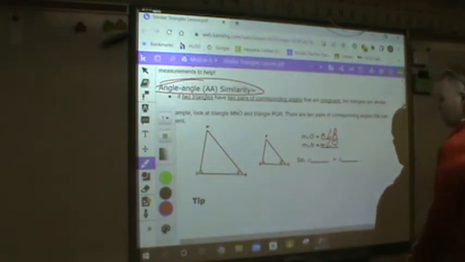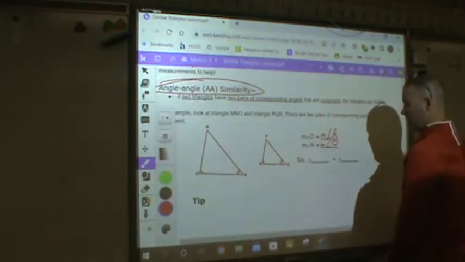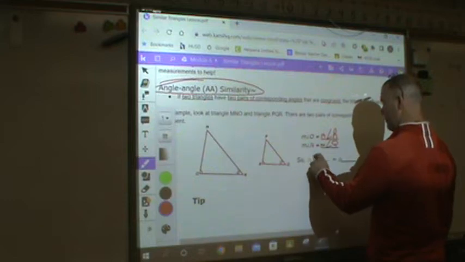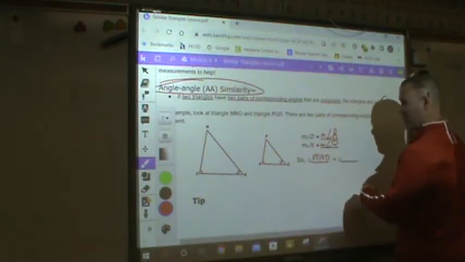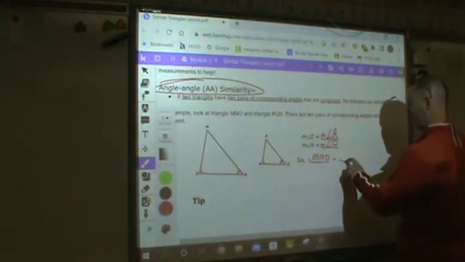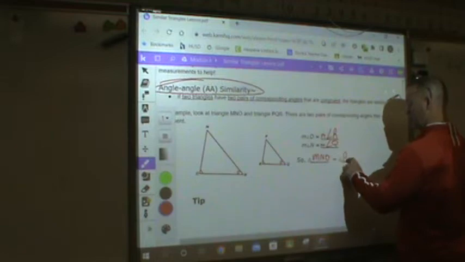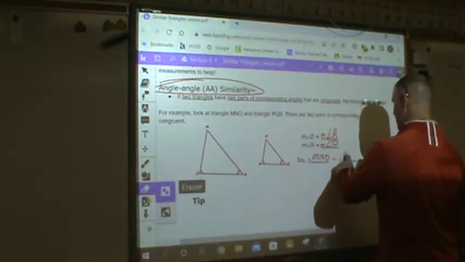So triangle, and this is how you have the liberty. You can start wherever you want, okay? You can start at M. So triangle MNO, and if I said MNO, I have to do the same thing in the other figure. So I have to start with what? P, not R.